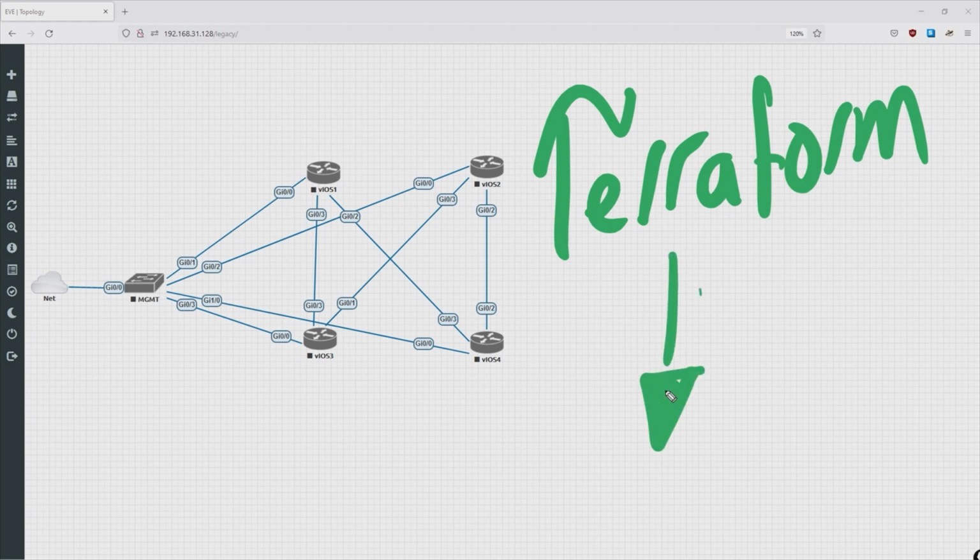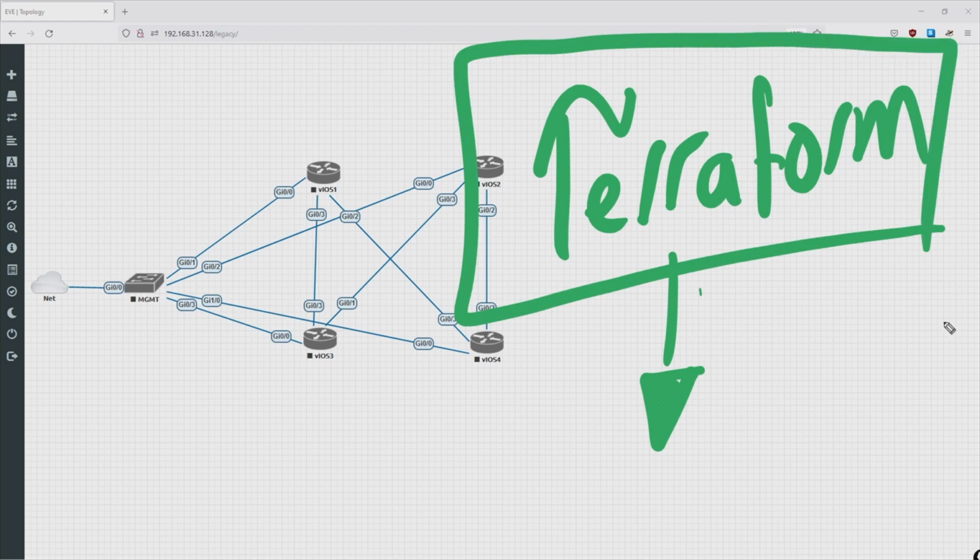You just specify your end state. What is it you want the actual network to look like? And the automation system under the hood will figure that out for you.